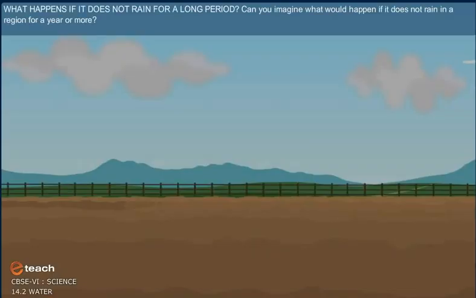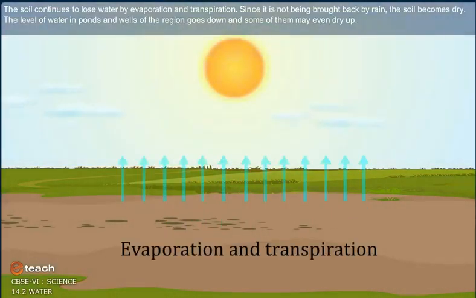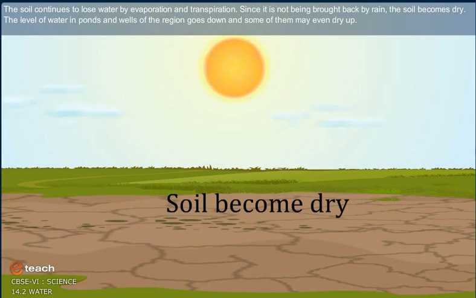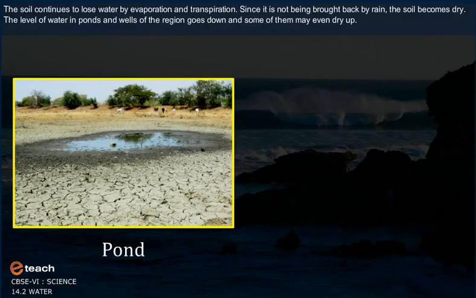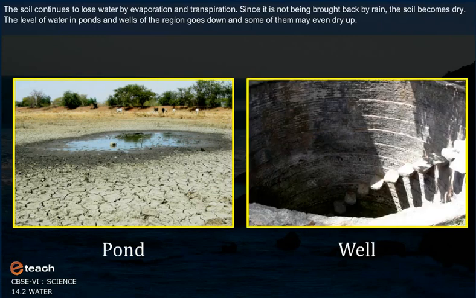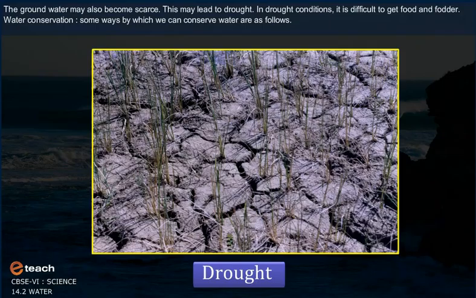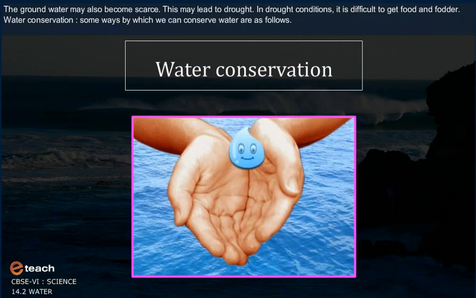What happens if it does not rain for a long period? Can you imagine what would happen if it does not rain in a region for a year or more? The soil continues to lose water by evaporation and transpiration. Since it is not being brought back by rain, the soil becomes dry. The level of water in ponds and wells of the region goes down, and some of them may even dry up. The groundwater may also become scarce. This may lead to drought. In drought conditions, it is difficult to get food and fodder.